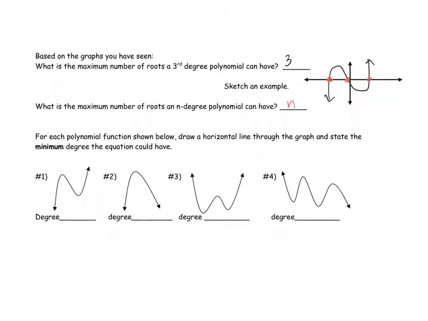For each polynomial function, draw a horizontal line through the graph and state the minimum degree that the equation could have. So I can draw my lines anywhere, but one of the things I'm noticing here is direction changes. So here it'd have 3 degrees. That's the minimum number of degrees I could have. Minimum number of degrees here is 2. Minimum number of degrees here is 4. Minimum here is 5.